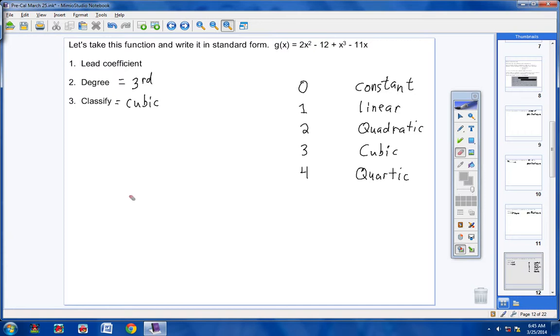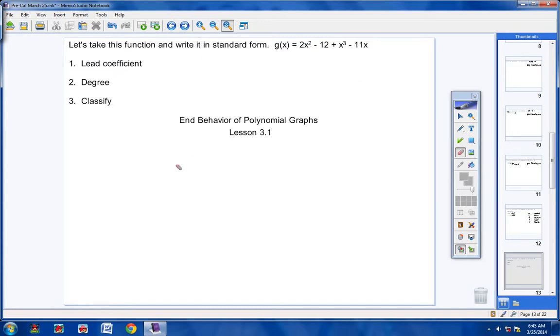and do be able to classify these in your homework tonight. Pretty simple, isn't it, guys? I mean, writing it in standard form, telling me the lead coefficient, and then telling me the classification. All right, pretty simple. All right, moving on to another topic now.